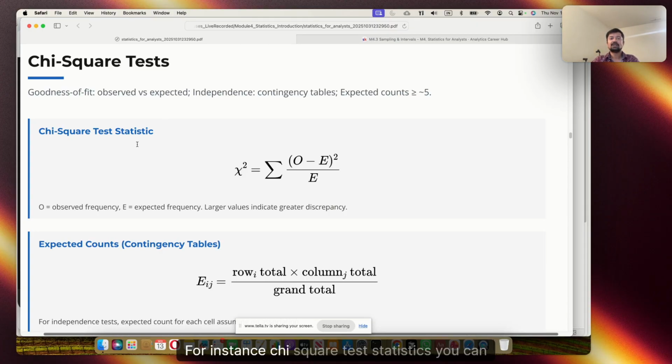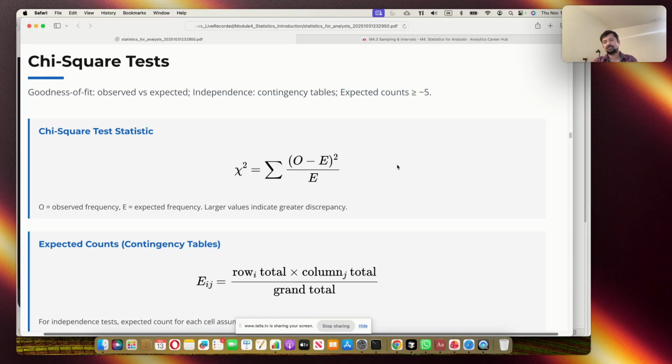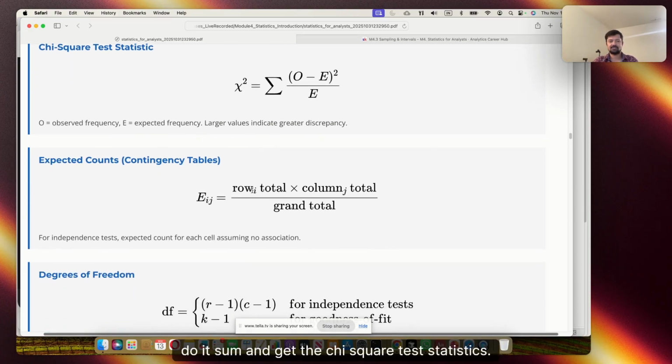For instance, you can get the chi-square test statistic from the observed frequency and the expected frequency. You take the observed minus expected, divided by the expected frequency, and take a sum. You will get the chi-square statistic, and this is for all the instances. You repeat this exercise again and again: what is your observed frequency, what is your expected frequency, divided by the expected frequency, for the first instance, second instance, third instance. You keep doing it, take the sum, and get the chi-square test statistic.